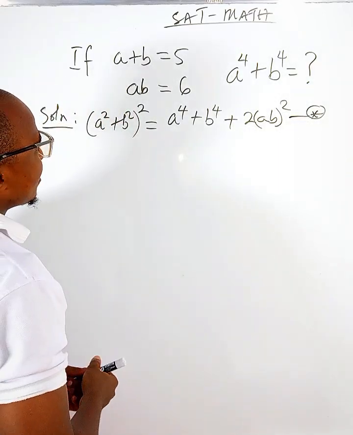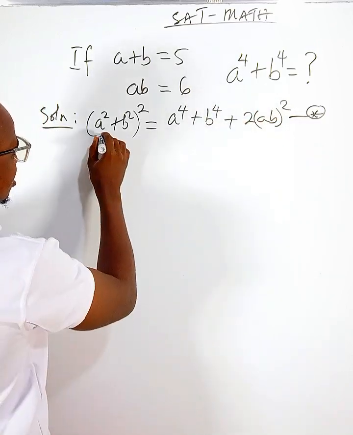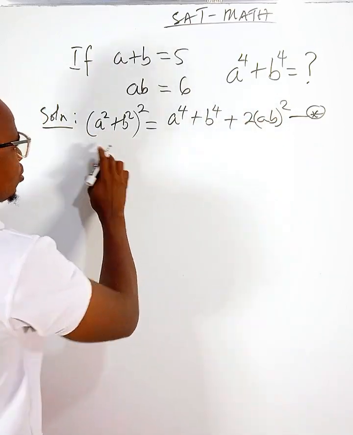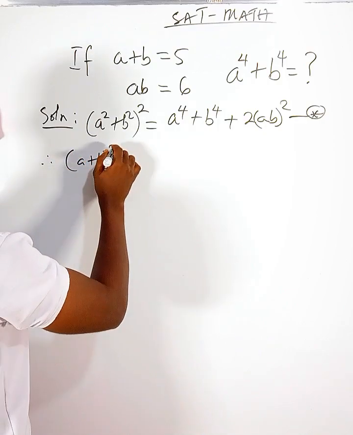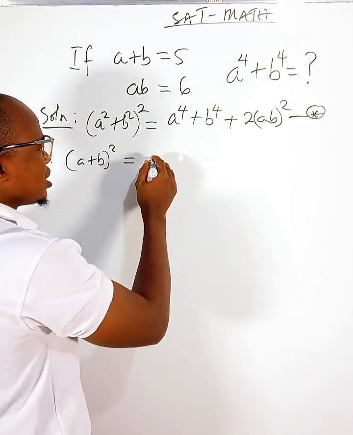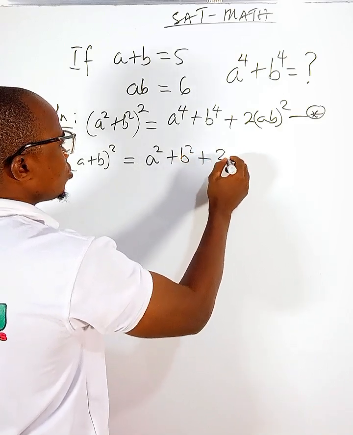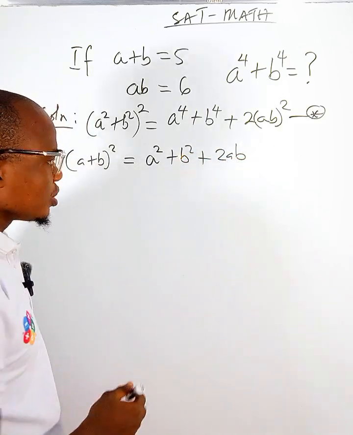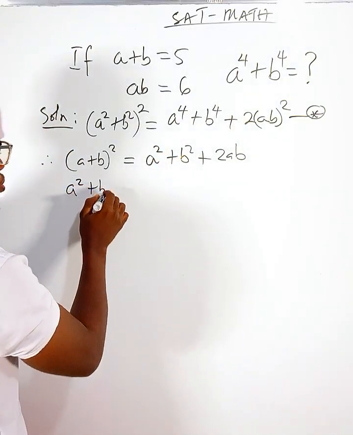Another thing is that before we even get this again, we need a squared plus b squared. So how do we get a squared plus b squared? From a plus b all squared, which is the same thing as a squared plus b squared plus 2ab, a perfect square. From here, we can easily get our a squared plus b squared.